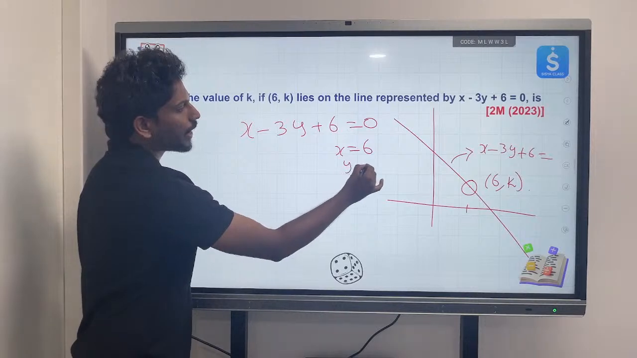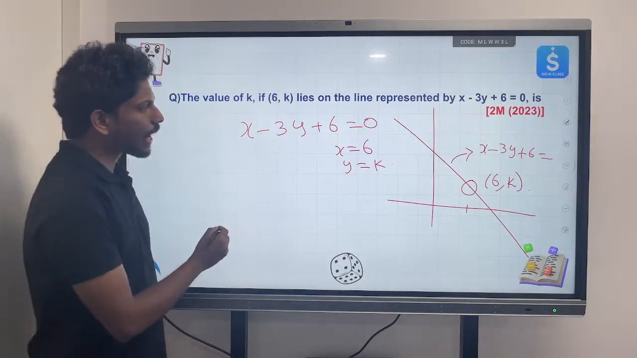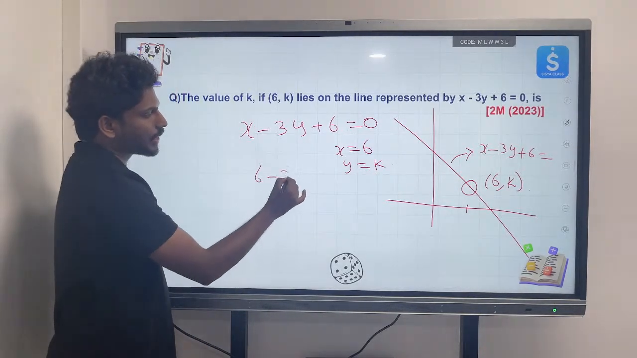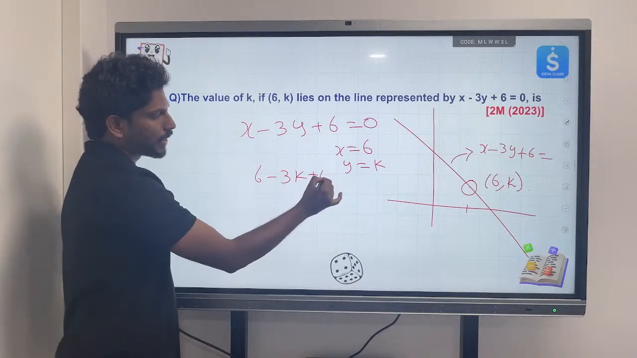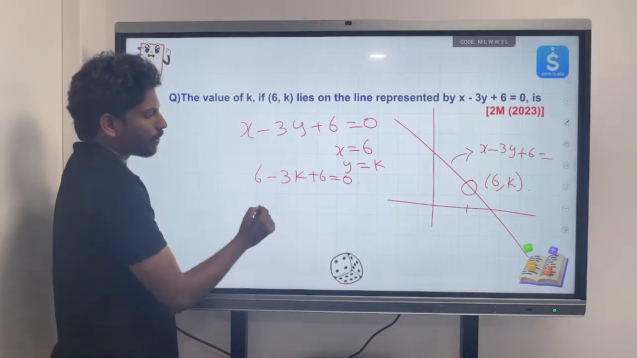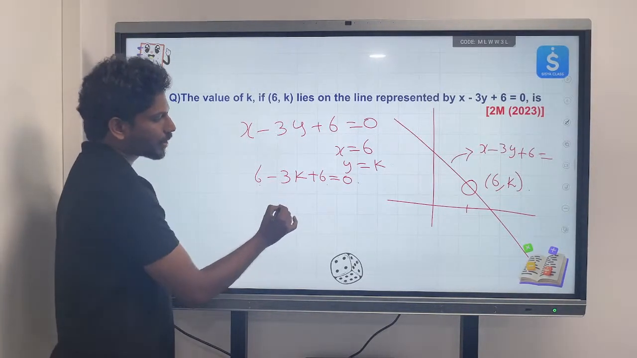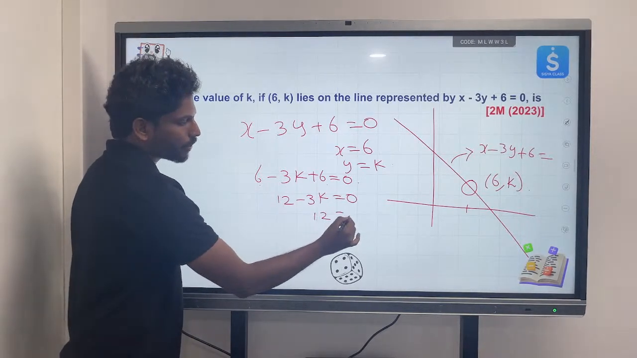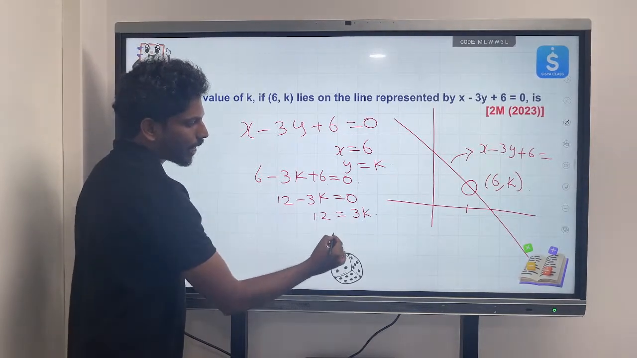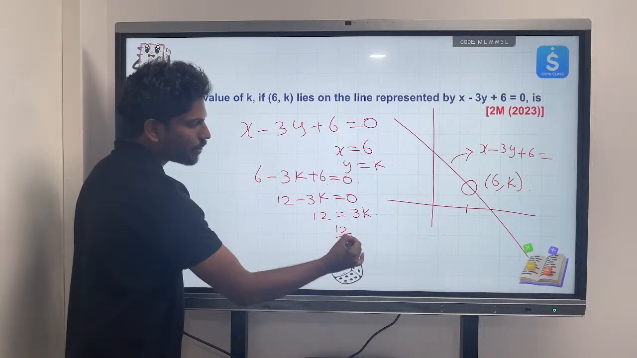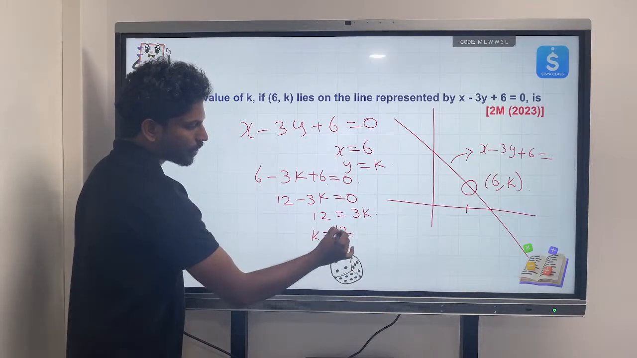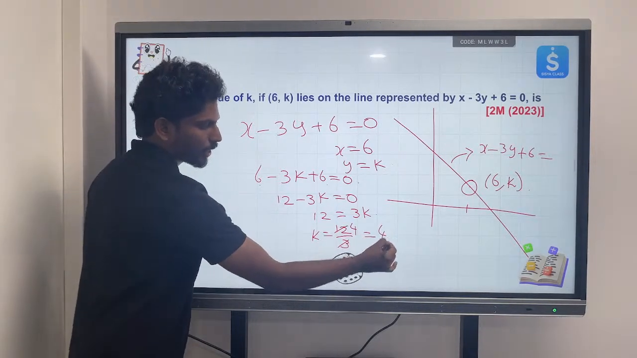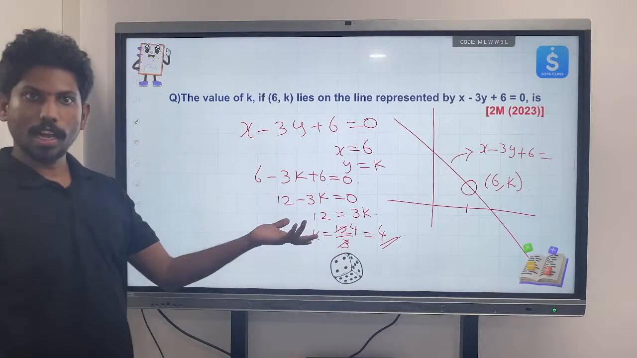In place of y, you substitute k. Now what happens? 6 minus 3k plus 6 equals 0. Now what is 6 plus 6? 12. 12 minus 3k equals 0. 12 equals 3k, and the value of k is equal to 4. Yes or no? 3 fours are 12, right? So this is how we can find the value of k.